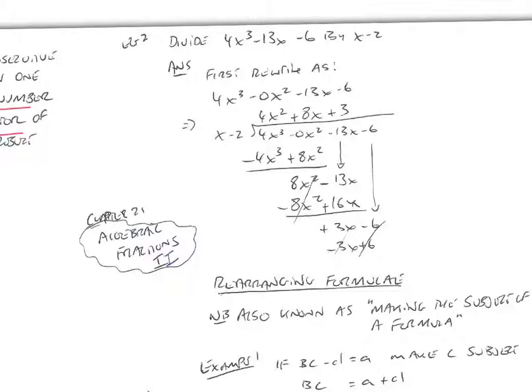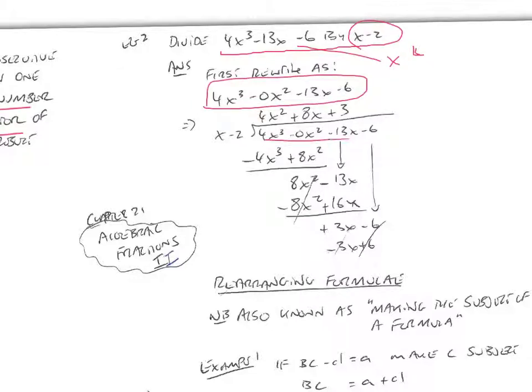Okay, divide 4x cubed minus 13x minus 6 by x minus 2. Now there's no x squared term in the expression, so we'll rewrite it and include minus 0x squared. We can't proceed unless we do that. So here's our expression. x goes into 4x cubed, 4x squared. 4x squared by x is 4x cubed. 4x squared by minus 2 is minus 8x squared.